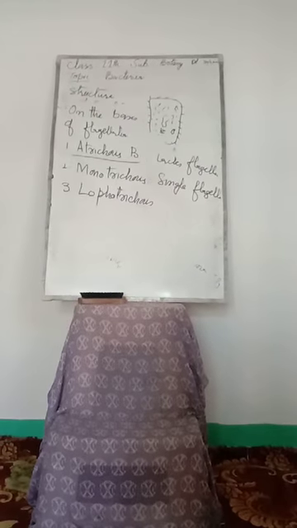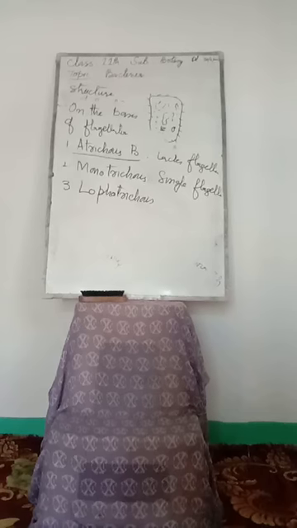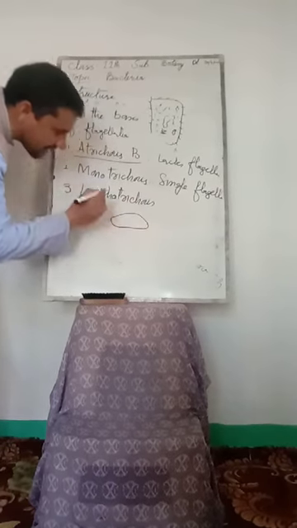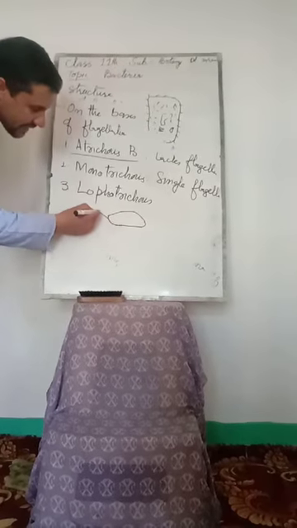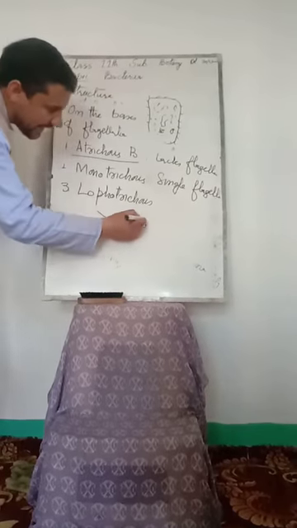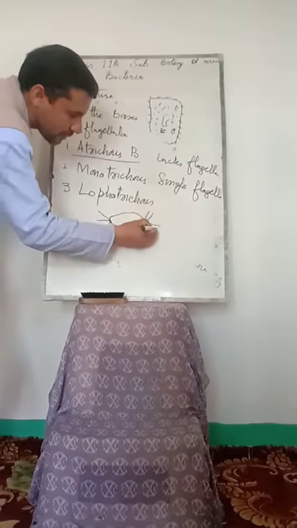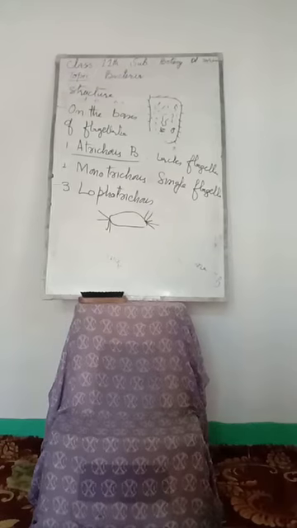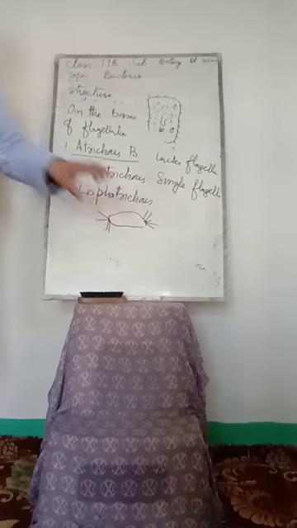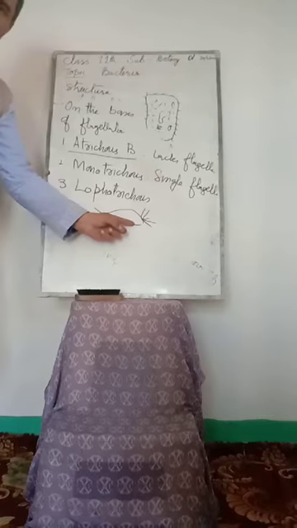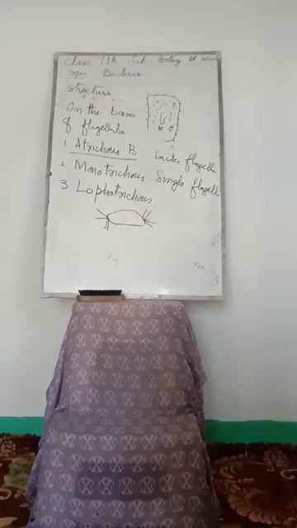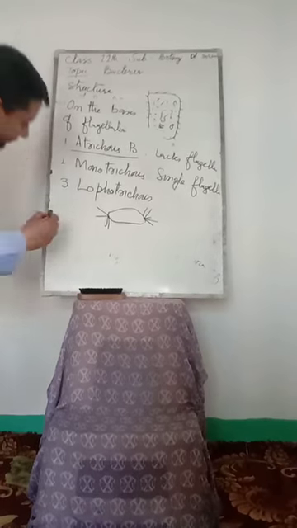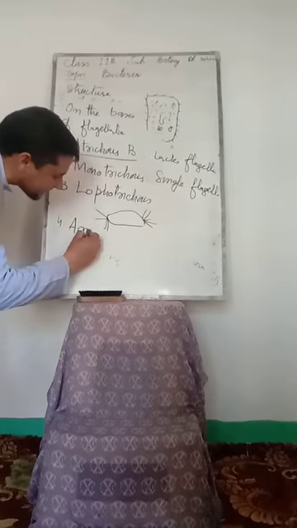Lophotrichous means the bacterial cell which possesses a tuft of flagella. For example, this is a flagellum, this is a bacterial cell, and it possesses a tuft of flagella at both the ends. This bacteria is called Lophotrichous bacteria. After that, number 4, it is Amphitrichous.